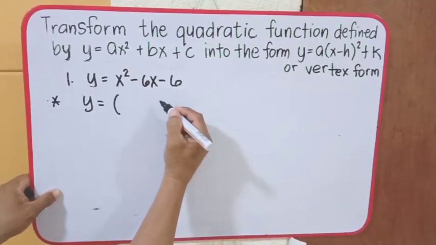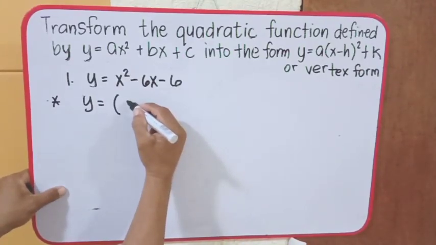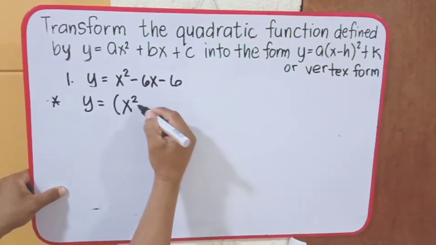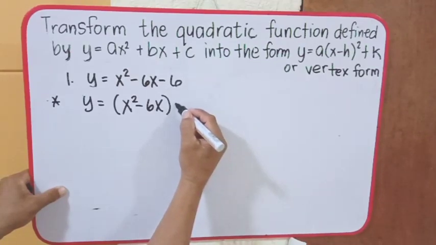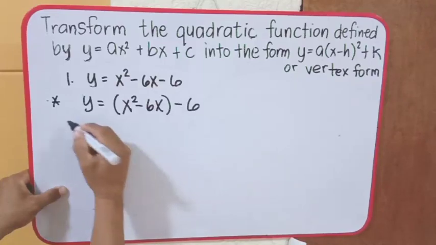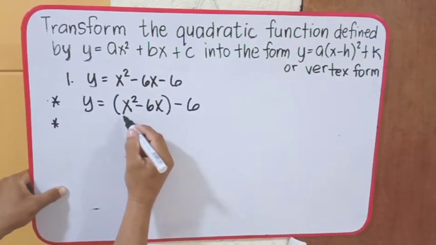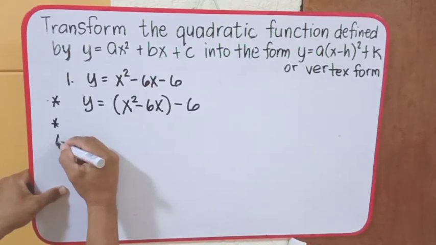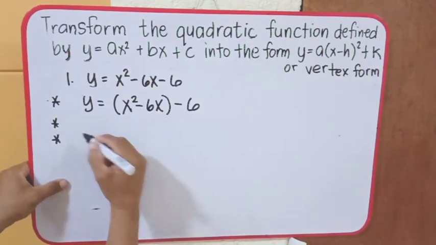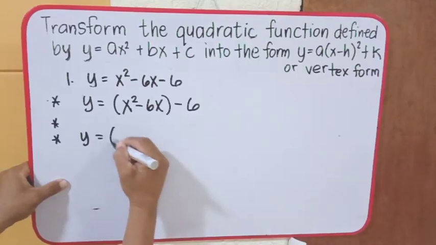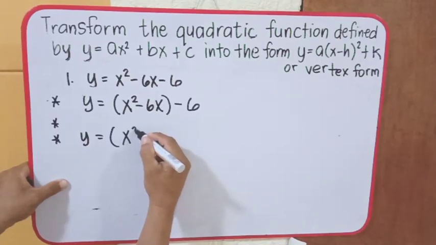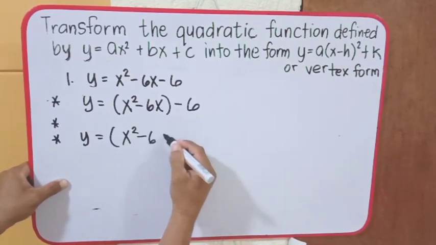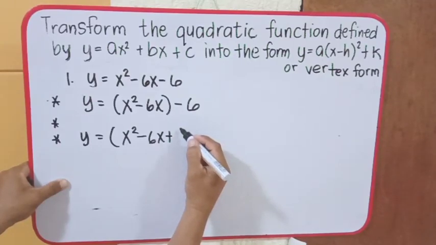So, paano natin i-group? Ilalagay natin sa parenthesis yung mga may x. So, x squared minus 6x, yung nasa parenthesis, at yung constant ay sa labas ng parenthesis. Second step, factor a. If a equals to 1, proceed na tayo sa step 3. Ano yung step 3 natin? Y equals, so yung ating parenthesis, gagawin natin siyang perfect square trinomial sa pamamagitan ng adding by the square of b over 2.